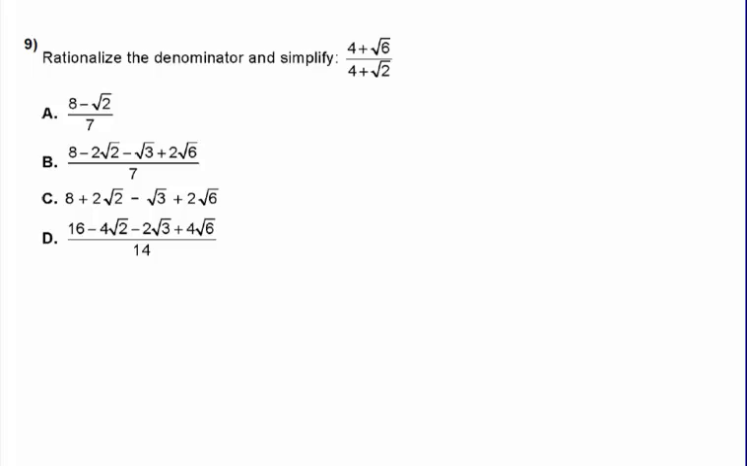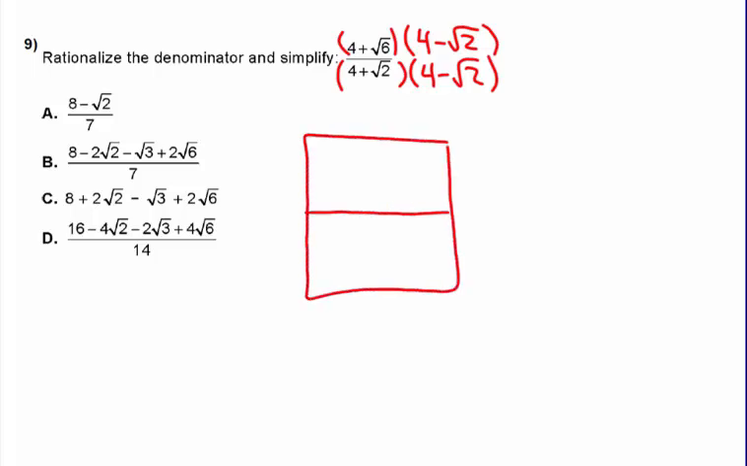Okay, so with these, remember we have to multiply by the conjugate. So the conjugate of the denominator here is 4 minus radical 2. So we multiply the top and bottom by 4 minus radical 2. Again, I think the easiest way is just use the box method to multiply out the numerator. So we'll do the box, and just multiply everything out.